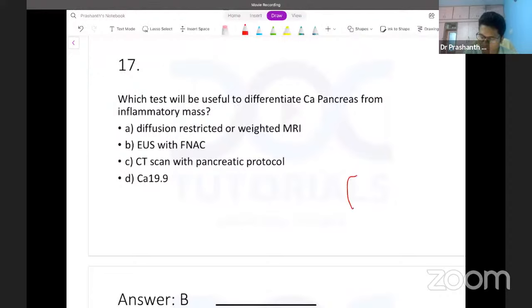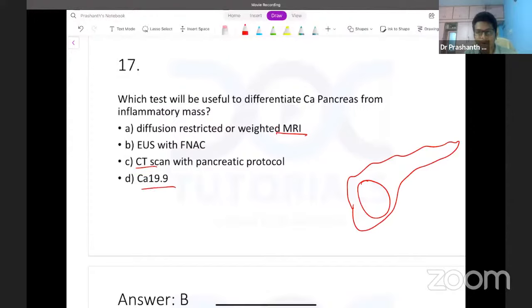Okay. So next question, which test will be useful to differentiate CA pancreas from an inflammatory mass? You should know this, that if there is a pancreas head lesion, MRI, CT, CA 19-9, all of them may not be that accurate. It can just tell you there is something. But it is US with FNAC, where you actually take an FNA and then see the cytology, which is most specific. So US is the most sensitive test, and with FNAC it becomes very specific too. So that is the answer that is expected in this question.